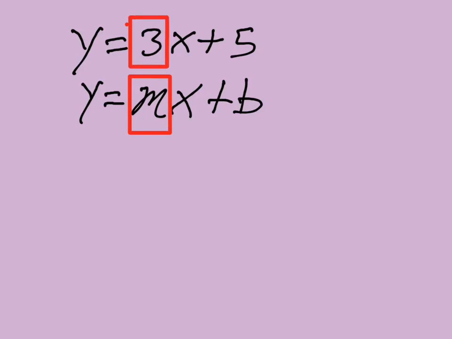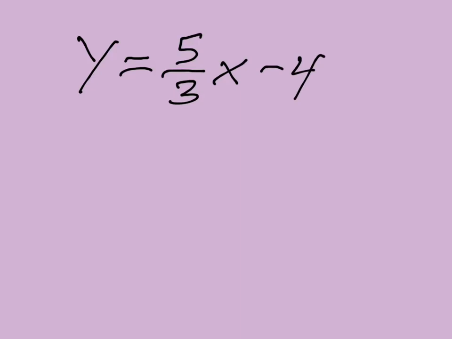So y equals 3x plus 5, and so m equals 3. So our slope on that first equation is 3. It is literally that easy. And so if I have y equals 5/3 x minus 4, then the slope is 5/3.